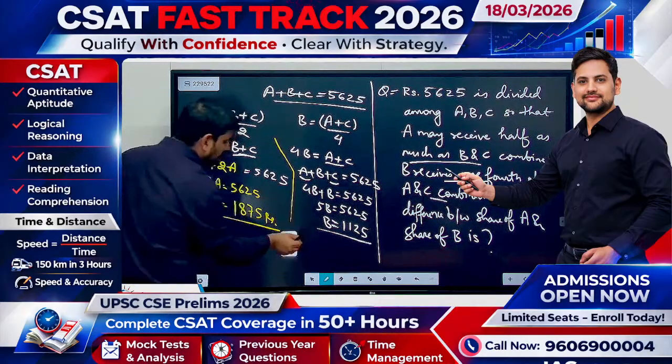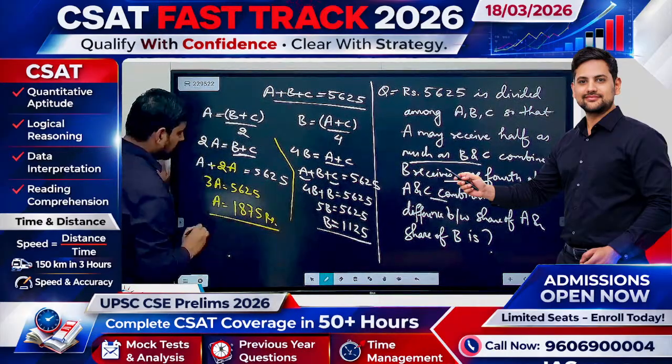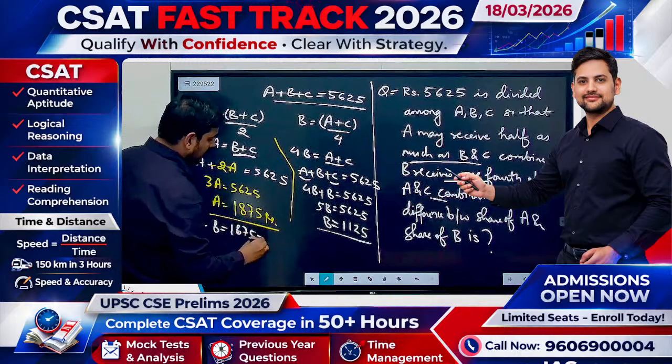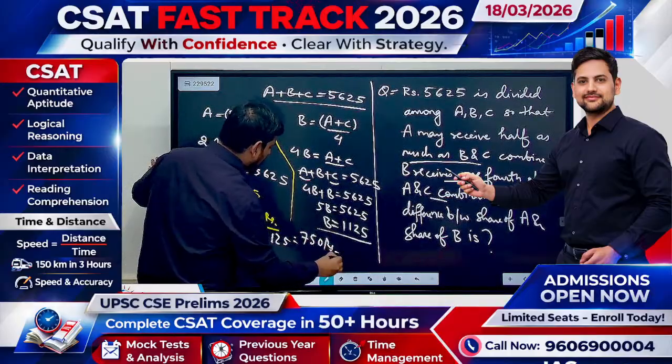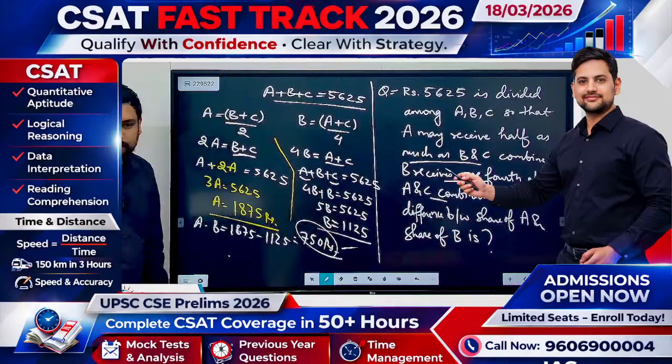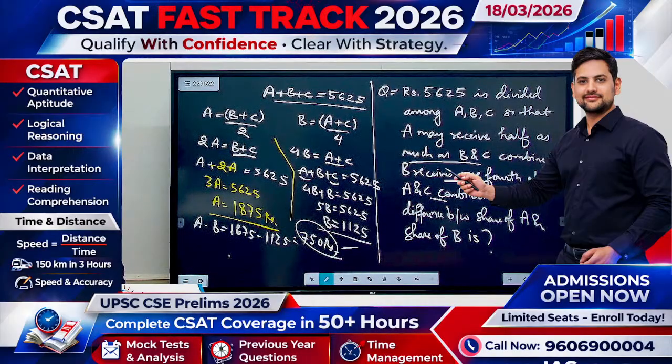Now the difference between them will be what? Just the difference between them. So A minus B is equal to 1875 minus 1125 is equal to 750. So identifying what can be directly replaced is important.